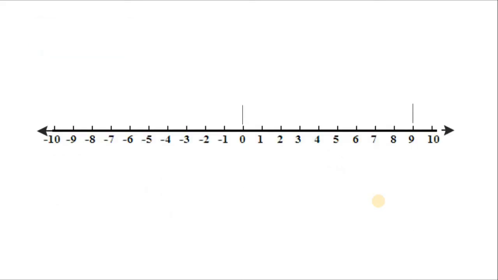So, a representation of the absolute value in the number line. So, 9 units, it's positive. We have 6 units, positive pa din because, again, distance ang pinag-uusapan kapag absolute value.